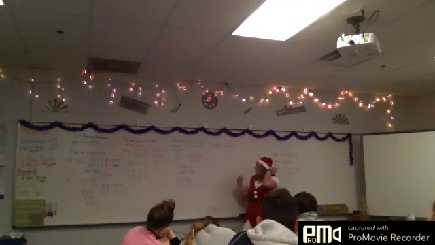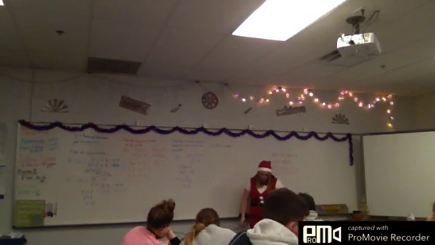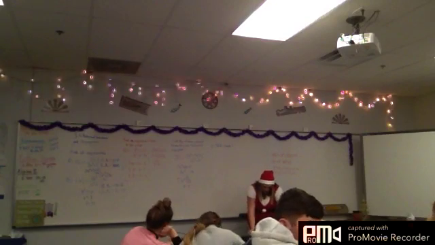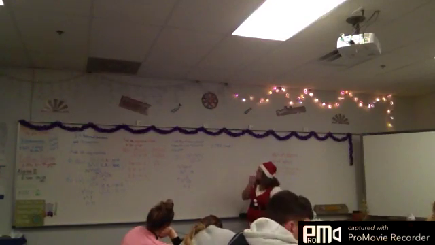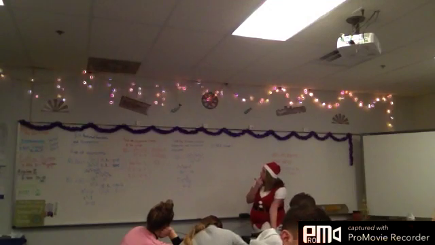What's wrong with you? Your vertical asymptote, how do you decide what your vertical asymptote is? 3 over... No, not your horizontal, your vertical.